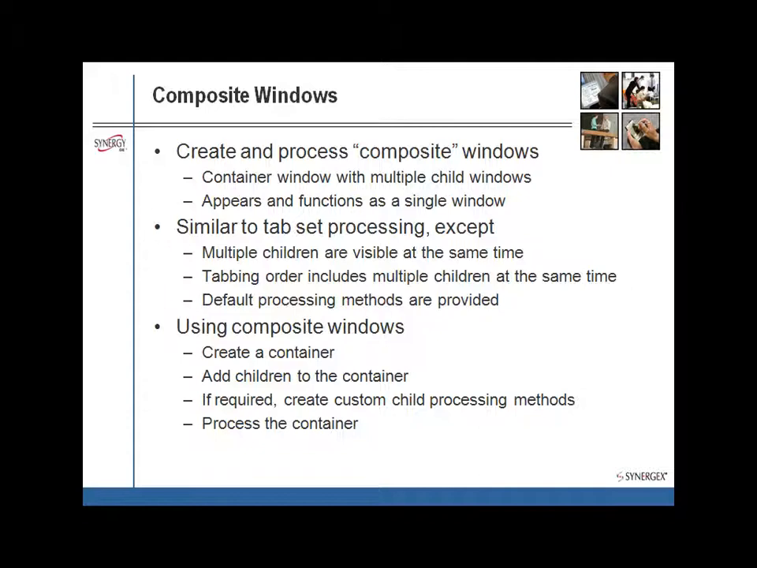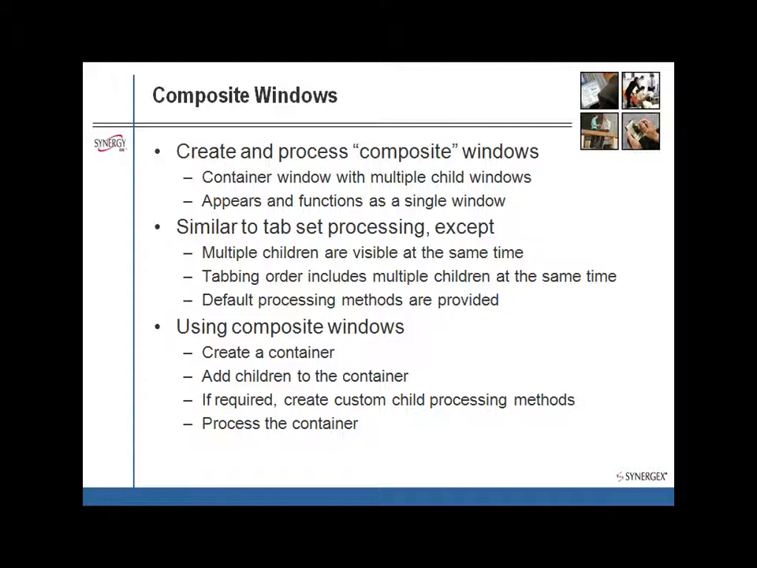In fact, if your application already uses tab sets, then you may wish to consider switching some of those functions to use composite windows instead. And the process of doing so should be relatively straightforward. The primary difference between a tab set and a composite window is that with a composite window, all of the child windows appear visible at the same time and are visually part of the same parent window.